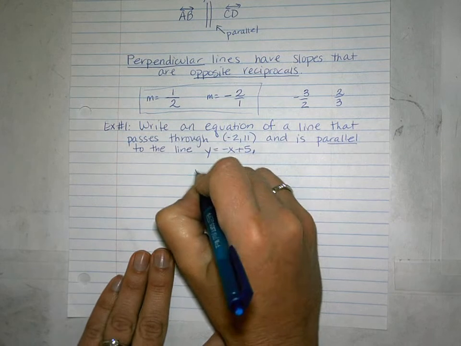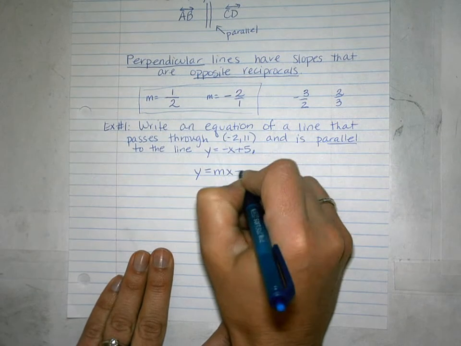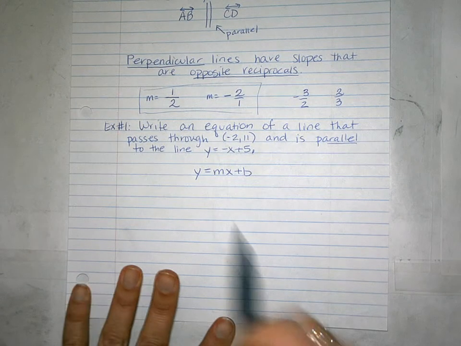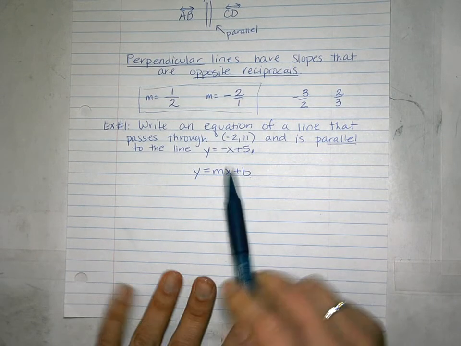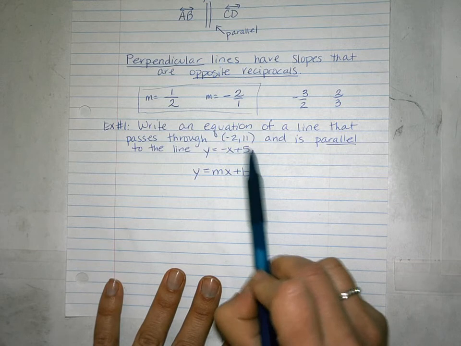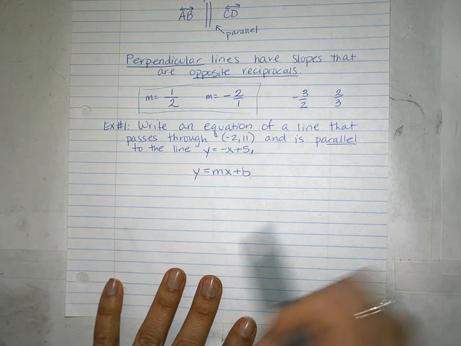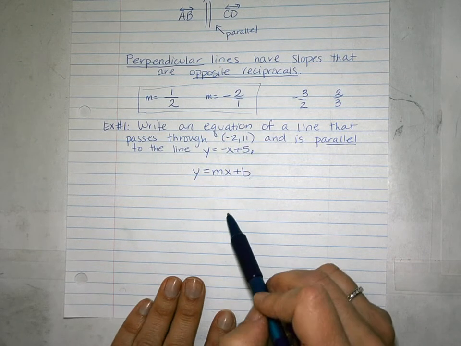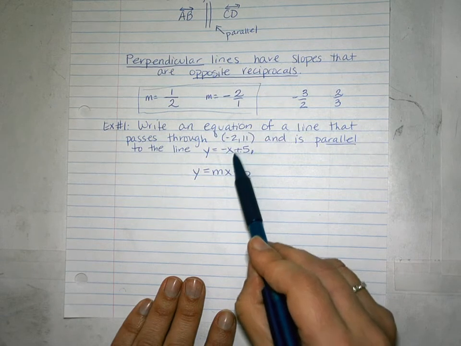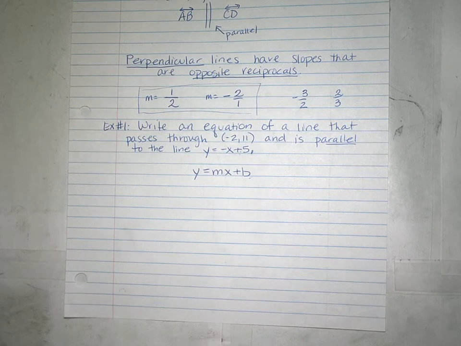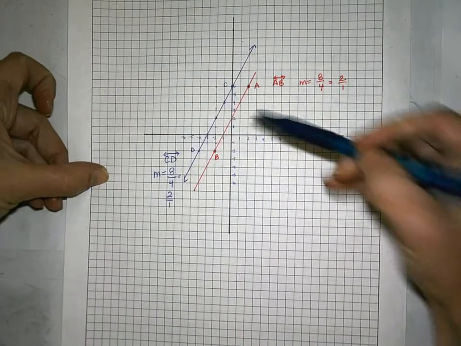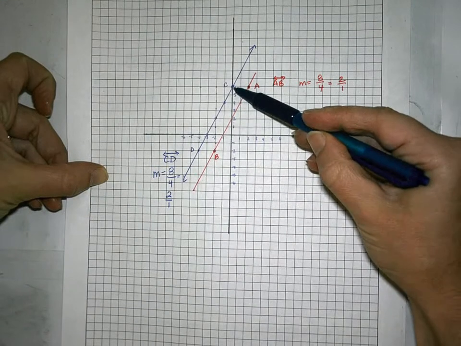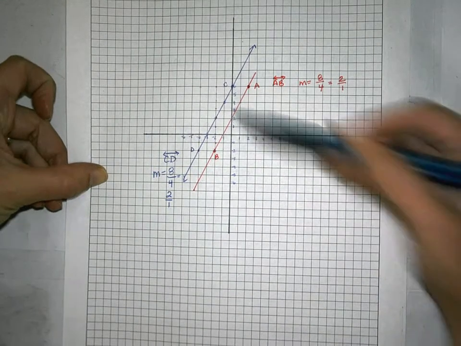So let's start with our basic equation, y equals mx plus b. Do I know the y-intercept of my line? Now, it is not the same as this line. This is a whole separate line. I'm going to be writing an equation of a line that is different than this, that is parallel to this one. Did parallel lines have the same y-intercept? They did not, right? This one had a y-intercept of 6, this one had a y-intercept of 2.